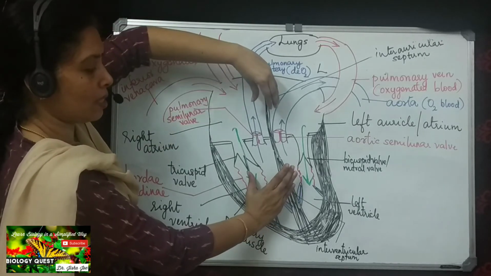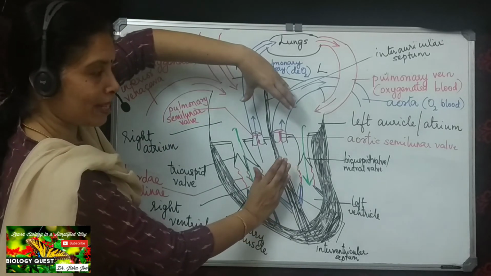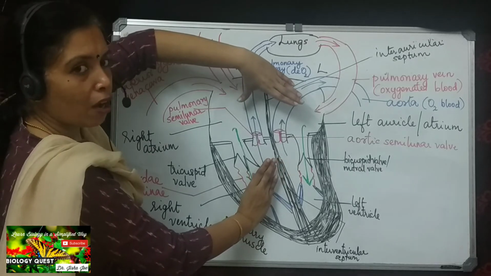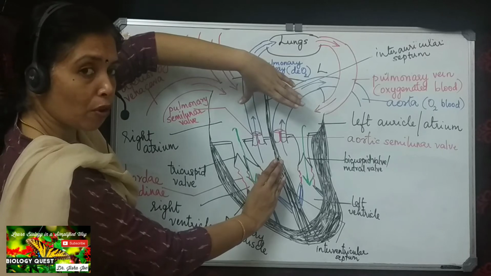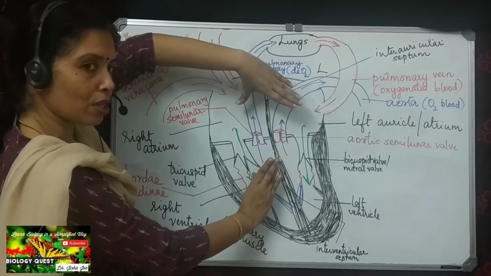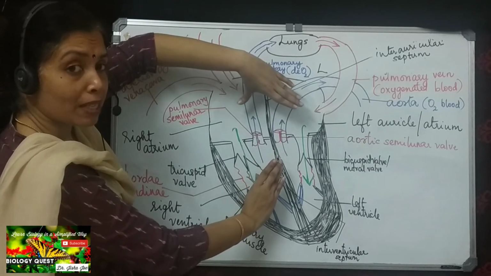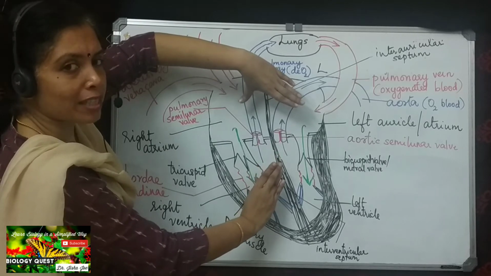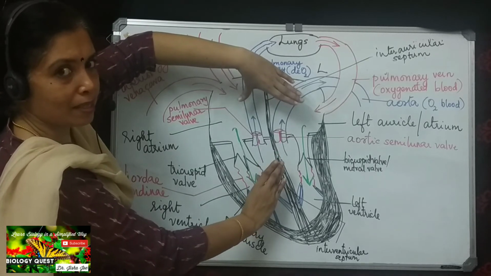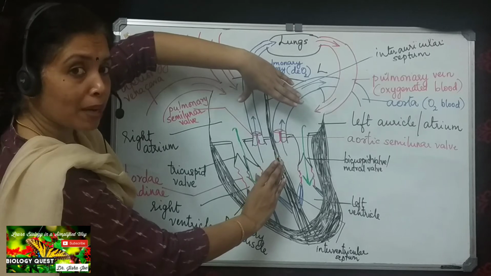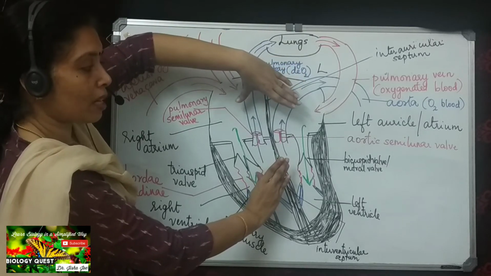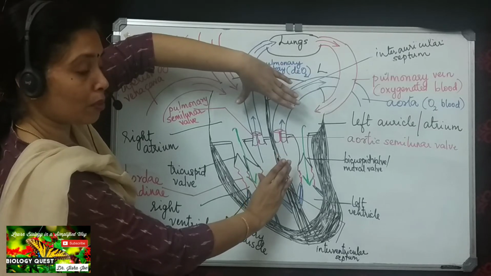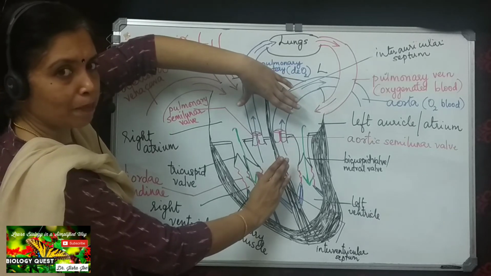The next stage is the contraction of the ventricle and the relaxation of the auricle. When the ventricles contract, there is a chance for the backward flow of blood from the ventricles into the auricles, but this is prevented by the closure of the cuspid valves. Now the only way for the blood to flow is through the pulmonary artery from the right ventricle and into the aorta from the left ventricle.